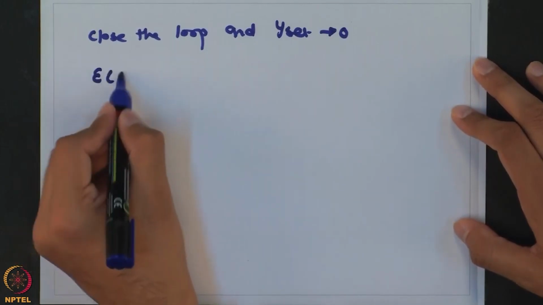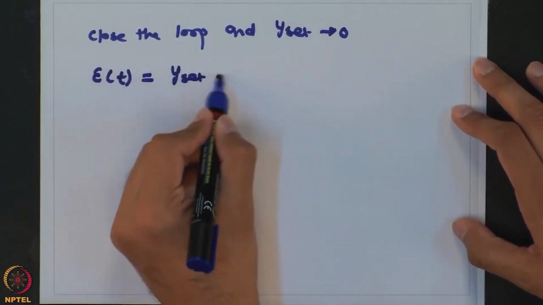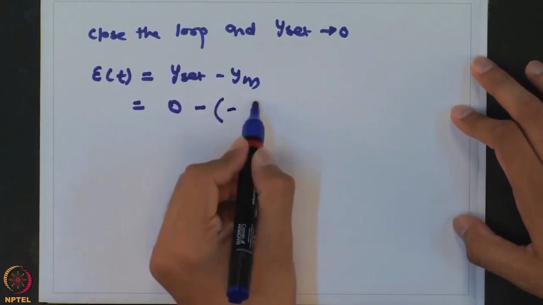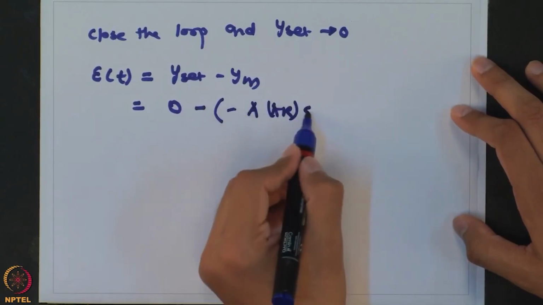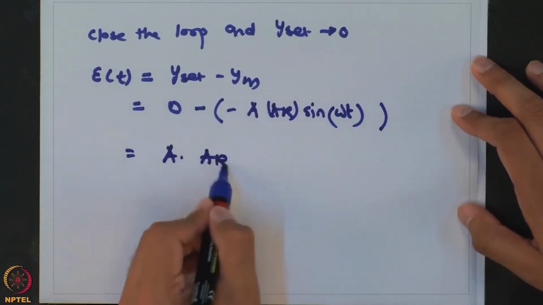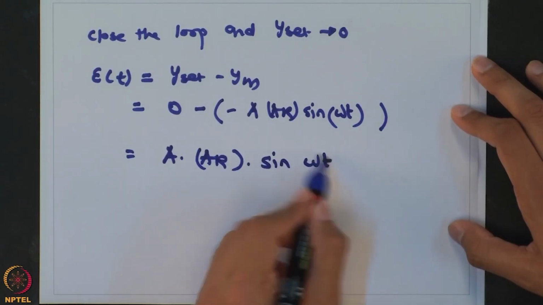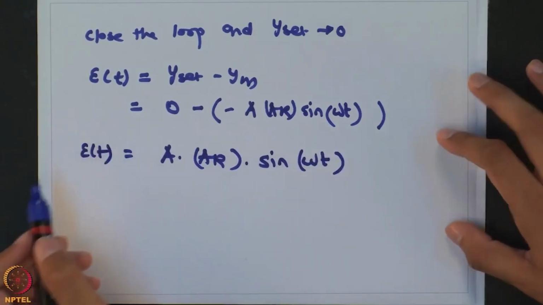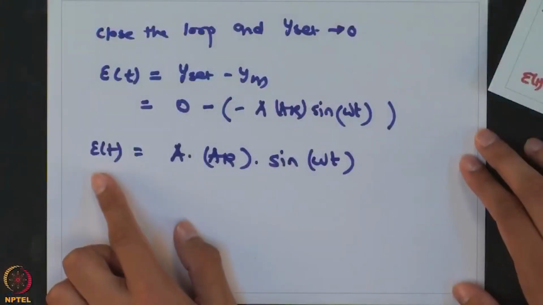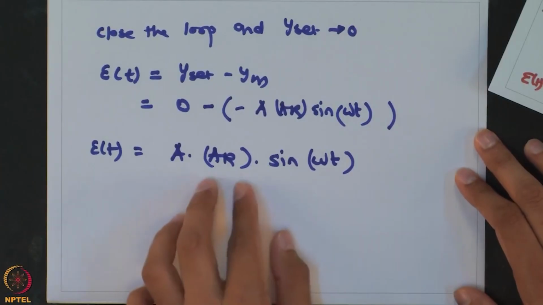Now, let us look at what would be the error. Error is still y set minus ym. So, now y set is 0 and ym we have just calculated as minus A AR sine of omega t. So, this is equal to A times AR sine of omega t. So, you can see that earlier our error was A sine omega t. Now, it looks very similar to that, even though the set point is not there, we still have error, which is A sine omega t multiplied by AR.